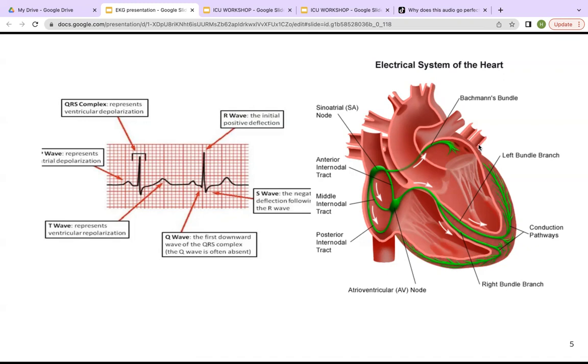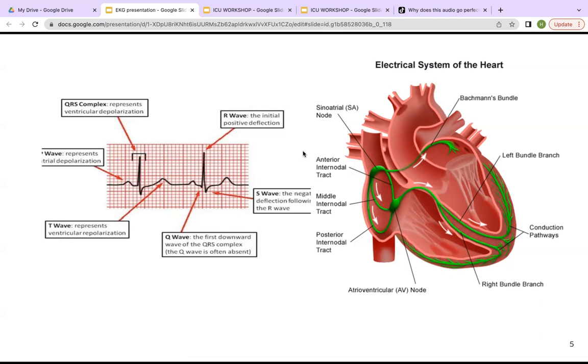And then in the diagram on the right, you're able to see the different nodes. Your electricity is going to begin in your sinoatrial node. From there, it's going to go in a systematic motion through your AV node, all the way into your bundle of His. And in this next video, it's real short. It's just to give you an image of where the electricity is going, how it's supposed to flow.